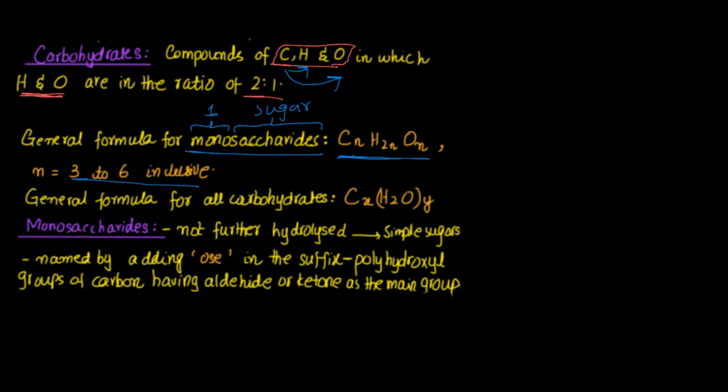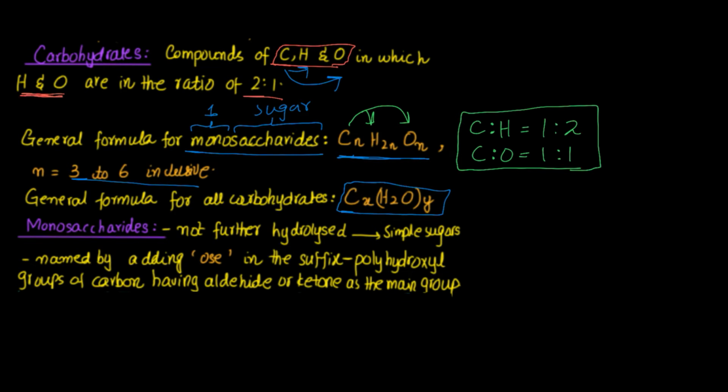The general formula for all carbohydrates, as I was stating earlier, does not have a fixed relationship of carbon with hydrogen or oxygen. However, interestingly, in monosaccharides, we actually have a relationship of carbon with hydrogen as well as oxygen. Let's write that up. Relationship in monosaccharides: the ratio of carbon to hydrogen should be 1:2, and the ratio of carbon to oxygen should be 1:1. This only works for monosaccharides.